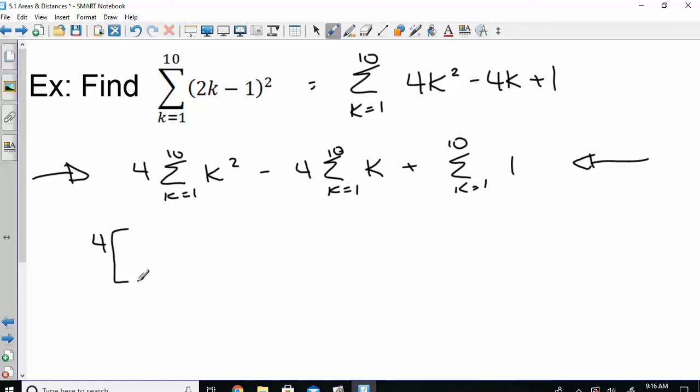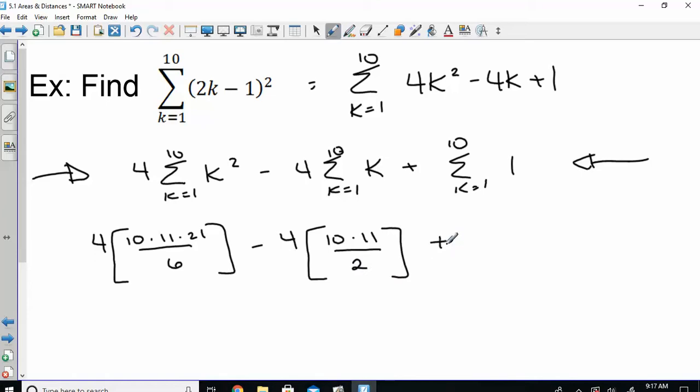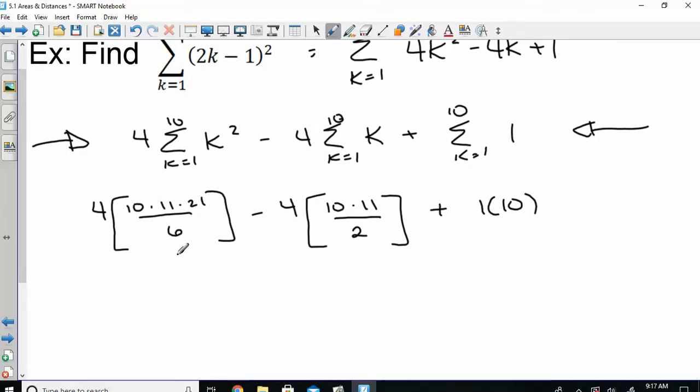So the k squared term, our squared formula is n times n plus 1 times 2n plus 1 over 6. Okay, for the k term, n times n plus 1 over 2. And how do you add up that 1? Yeah, it's just 1 times 10, or 10. Okay.